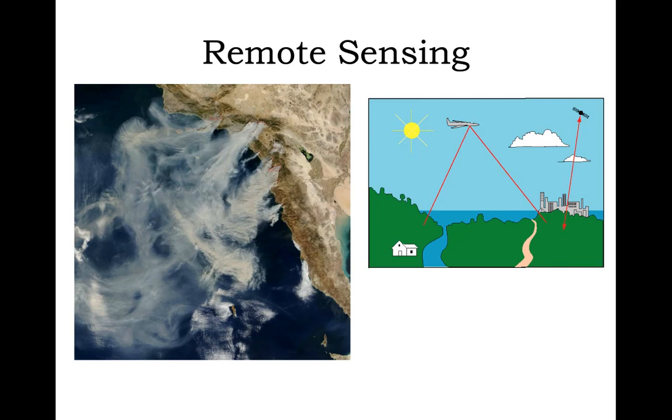Again, remote sensing. Here's a picture of wildfires. You can see the fires and then the smoke plumes coming up as well. And like I said, I like to think of remote sensing as taking a picture from space.